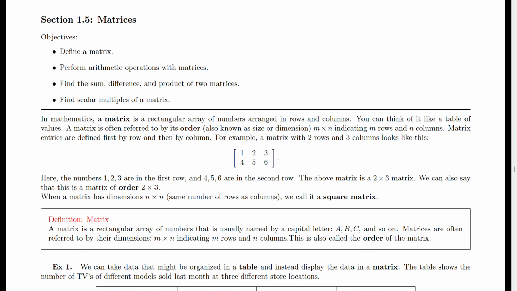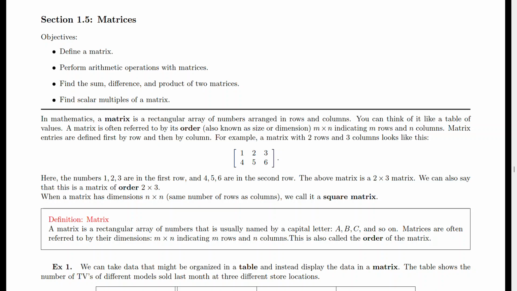Simply speaking, a matrix is a table of values. So it's a bunch of numbers written down in order, and we typically refer to the matrix by the order or the size or the dimensions of the matrix. An example of a matrix might be like this one in the middle of the page, which consists of the numbers 1, 2, 3, 4, 5, 6.